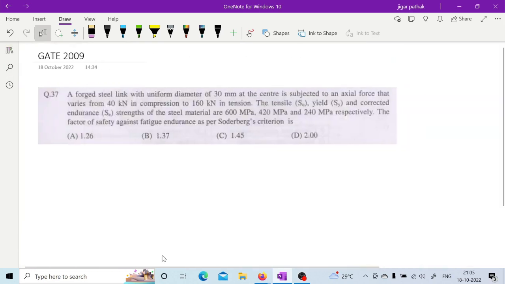A forged steel link with uniform diameter 30 mm at the center is subject to an axial force that varies from 40 kN in compression to 160 kN in tension. Tensile yield and corrected endurance strength of the steel material are 600 megapascal, 420 megapascal and 240 megapascal respectively. The factor of safety against fatigue endurance as per Soderberg equation can be calculated, right? It is easy again. Yes, sir. Calculate it.